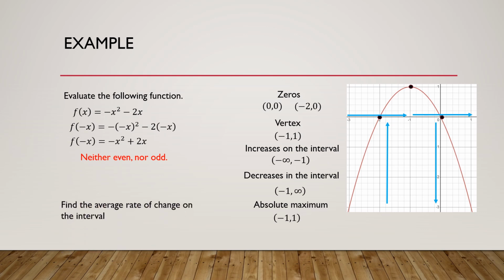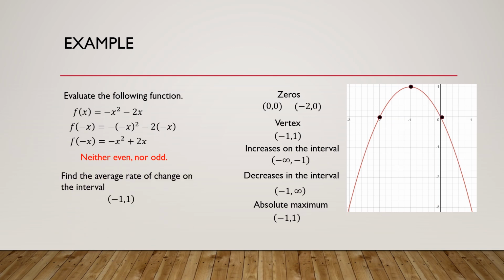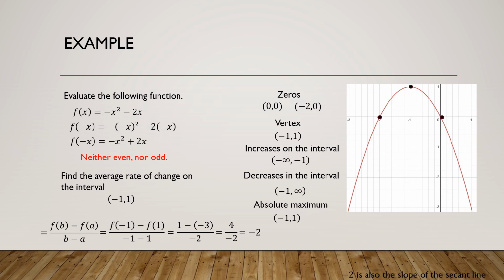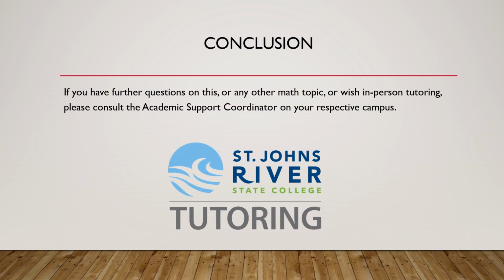Next, let's find the average rate of change on the interval negative 1 to 1. We start with the rate of change equation and fill in for the interval negative 1 to 1, or f of 1 minus f of negative 1 over 1 minus negative 1. f of negative 1 is 1. f of 1 is negative 3. Over 1 minus negative 1. Simplified to get negative 4 over 2, or negative 2. So the rate of change from negative 1 to 1 is negative 2. Negative 2 is also the slope of the secant line.